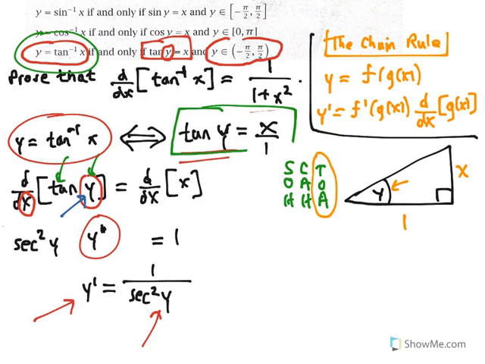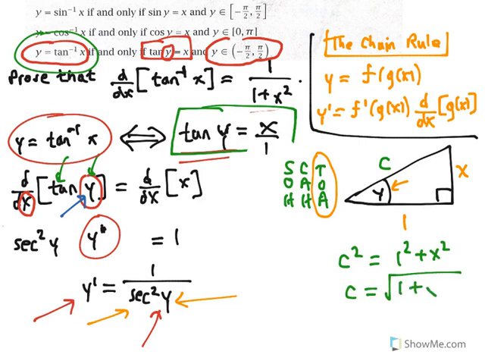So now we will find the length of the hypotenuse of this right triangle using the Pythagorean theorem, so that we may use this right triangle and replace secant of y with an expression in terms of x. So using the Pythagorean theorem, we have c squared is equal to a squared plus b squared. So c is equal to the square root of 1 plus x squared. 1 squared is just 1. So we may replace c with the square root of 1 plus x squared.